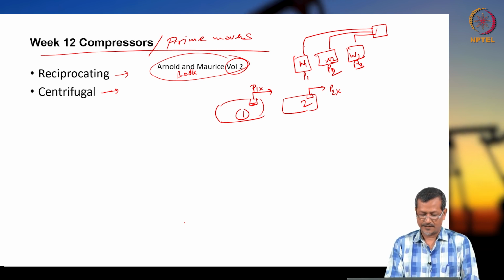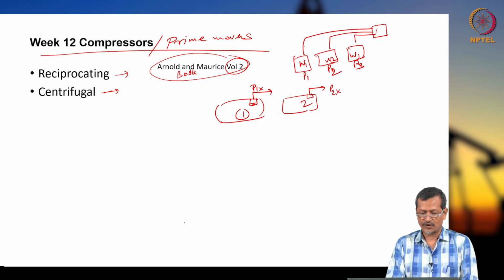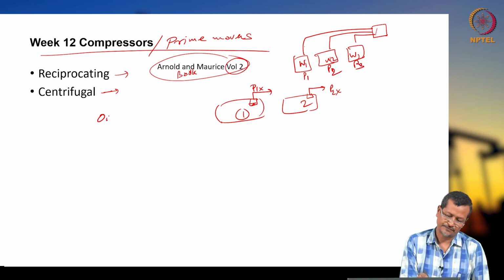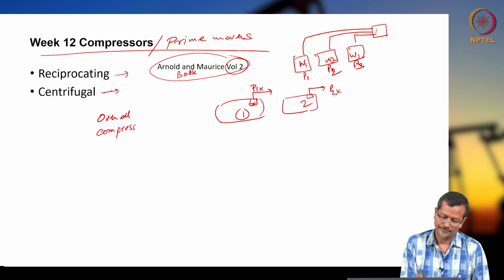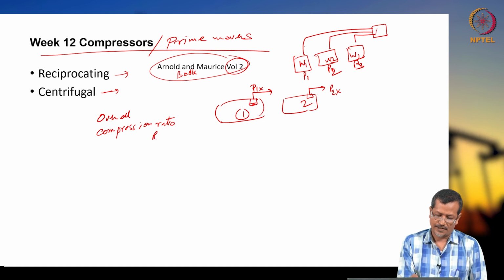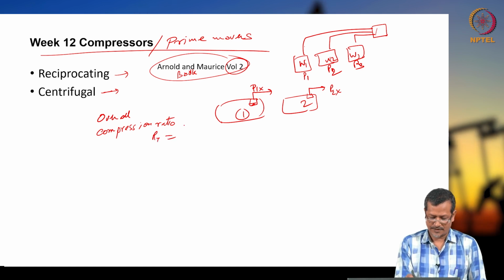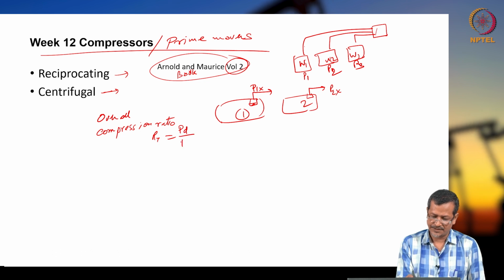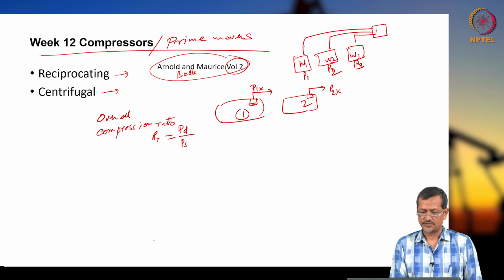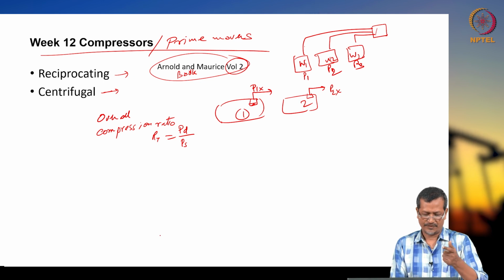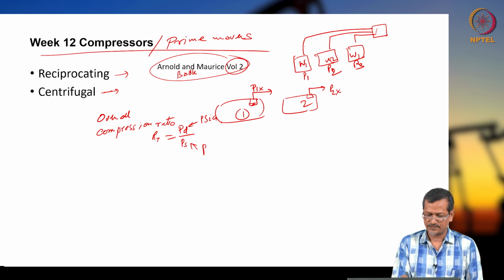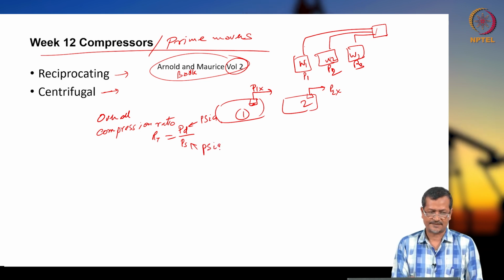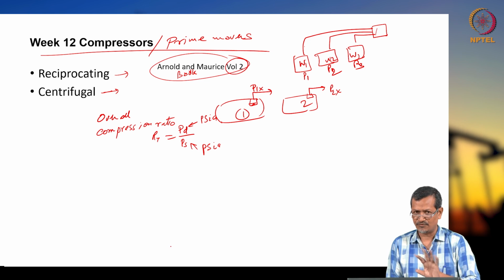Differential pressure is expressed in terms of overall compression ratio, RT, or any symbol you can put: RT = P discharge / P suction. Whatever the unit, you have to use the same unit for both. Let's say PSIA, then this must also be PSIA, because the ratio is unitless. So I am not talking about units.